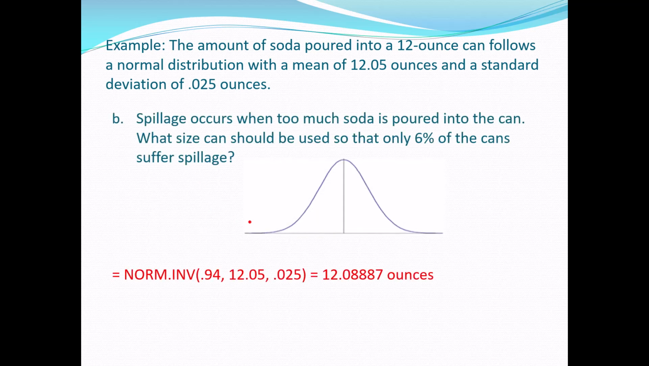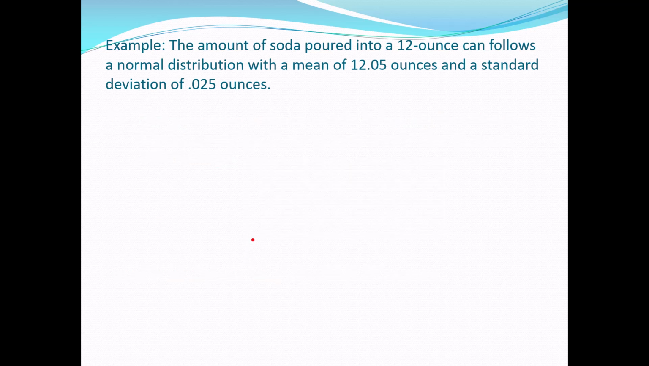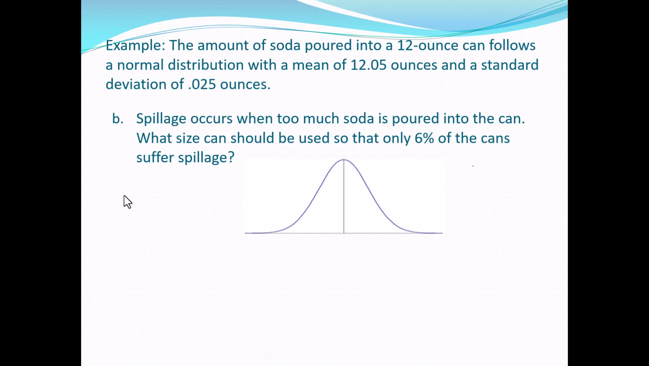Spillage occurs when too much soda is poured into the can. What size can should be used? Only 6% of the cans suffer spillage. So here's the pour amounts. They're centered at 12.05. So this is the amount of soda that's poured into the can. I should say X. I only want 6% of the cans to be over poured.